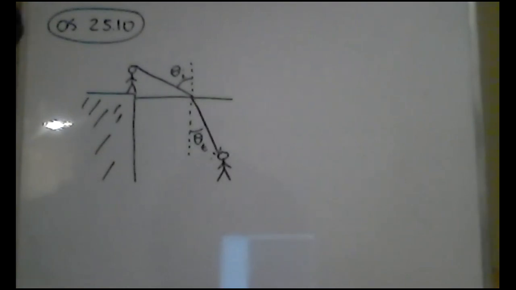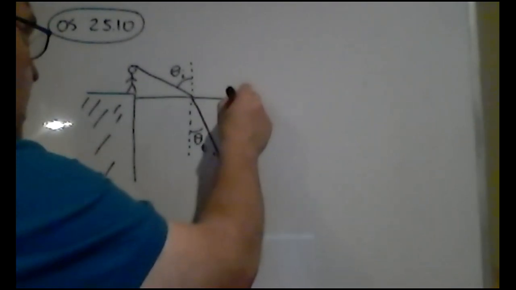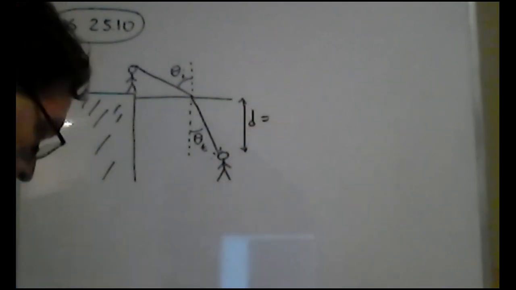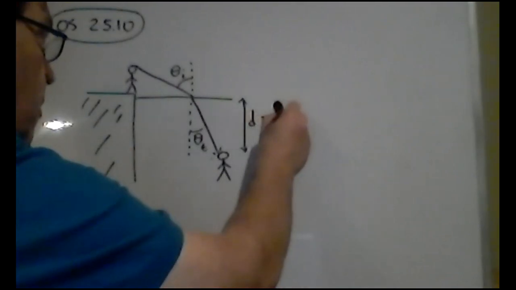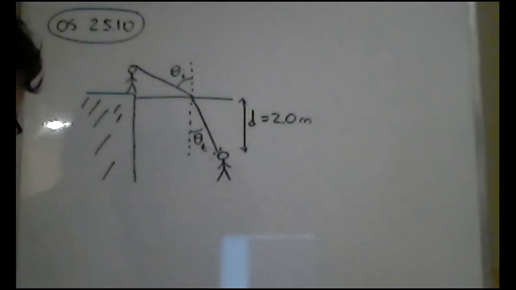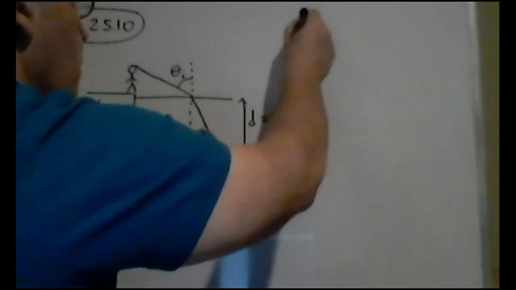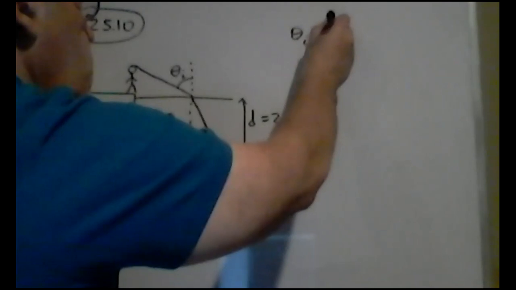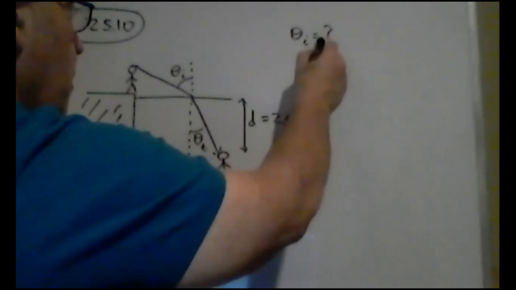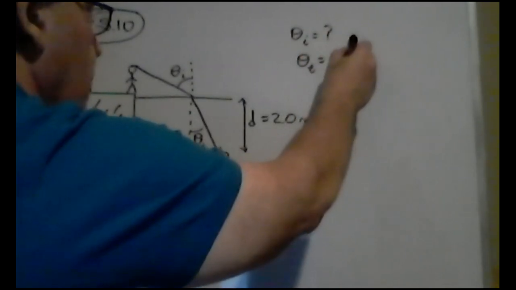Okay. So the scuba diver is at a depth D, and D happens to be 2.0 meters. So the question is, what is theta sub I? Okay, so what do we know? Well, theta sub I, we don't know. We do know theta sub t, that's a transmitted angle. That's 25 degrees. We're given that.